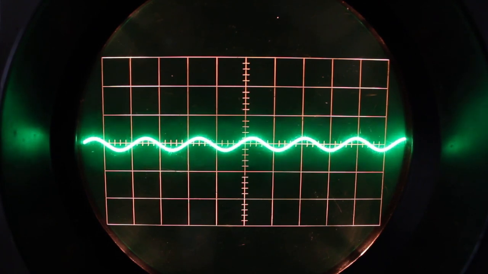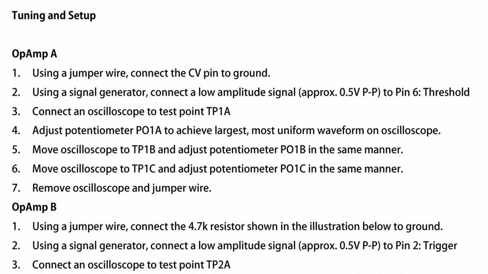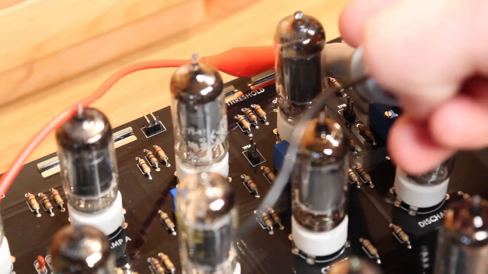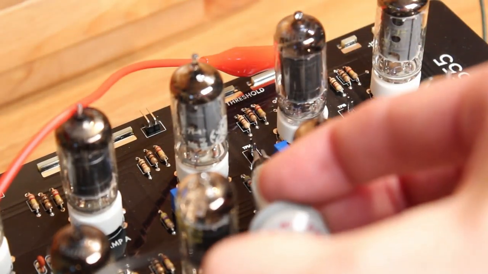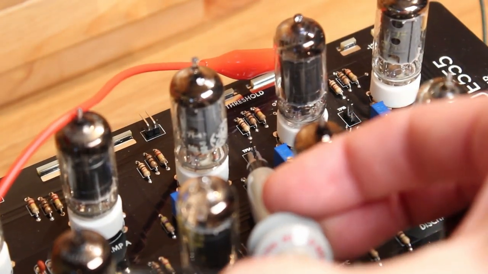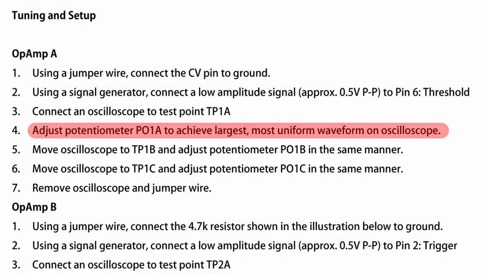And that should be enough to get our op amps set up correctly. So moving on to the next step, it says connect an oscilloscope to test point TP1A. So I'll move our oscilloscope probe over to TP1A here. And then it says adjust potentiometer P01A to achieve largest, most uniform waveform on oscilloscope.